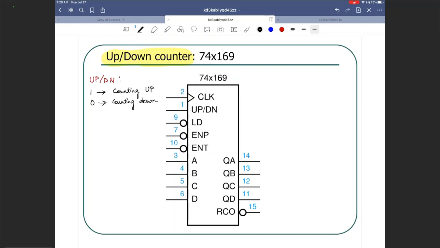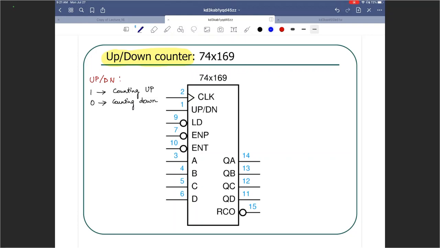You have an active low load input. You have active low enables, 2 of them. You have A, B, C, D as earlier. They can be used to load any arbitrary value into the counter. You have active high outputs here in QA, QB, QC, QD, exactly the same way as the previous chip. And you have your RCO, which is going to be slightly different because now you have counting up as well as counting down.